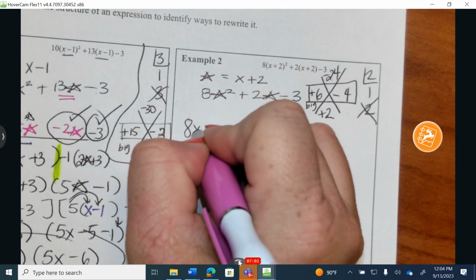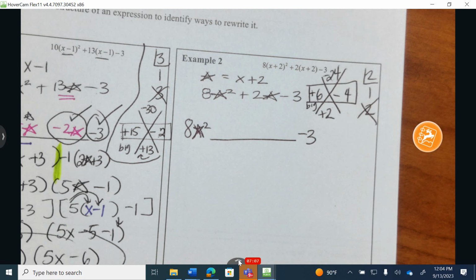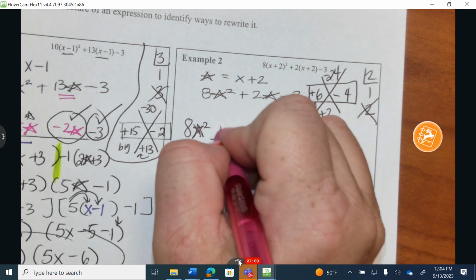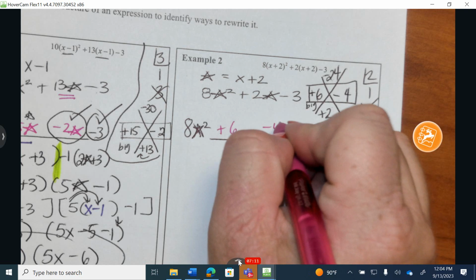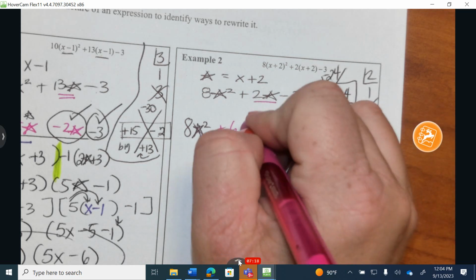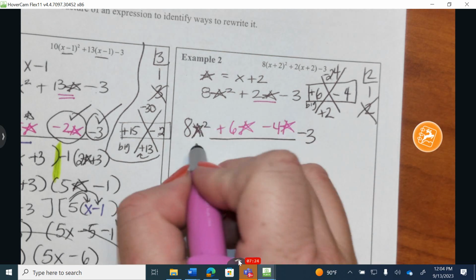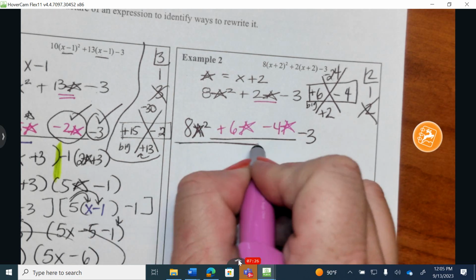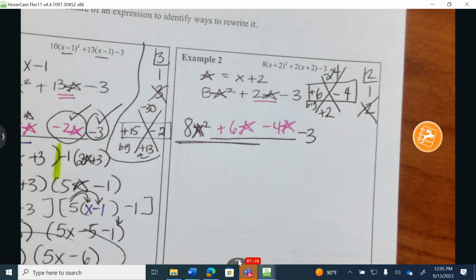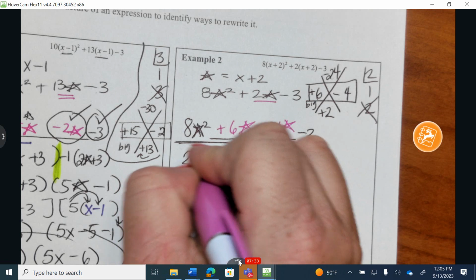Here we go. 8 star squared minus 3. Plus 6 minus 4, go back up above. What needs to be attached to the 6 and to the 4? If you're feeling confident, I want you to work ahead, but do it without talking. 8 and 6, the most that you can factor out of 8 and 6 would be a 2, and you can take out 1 star.